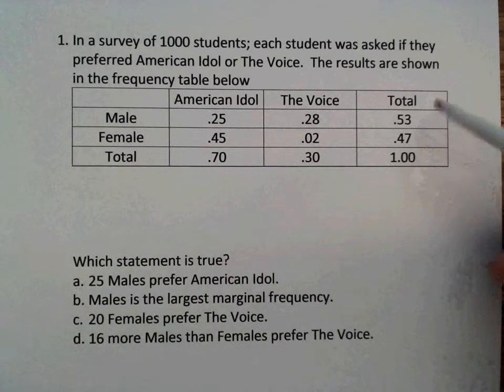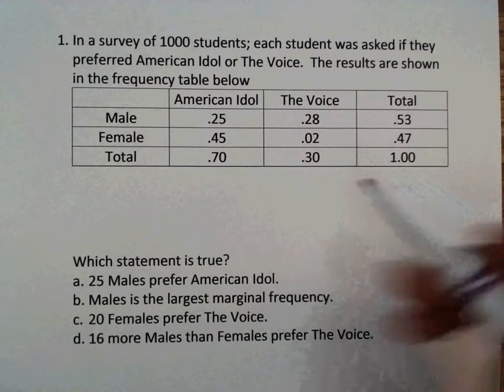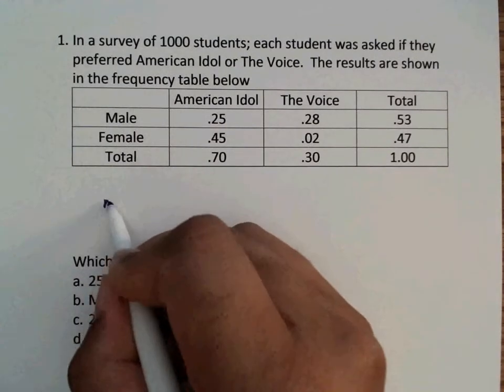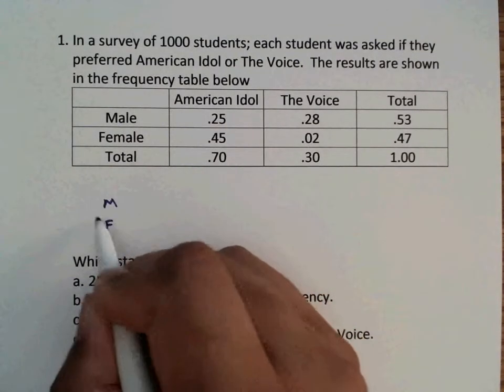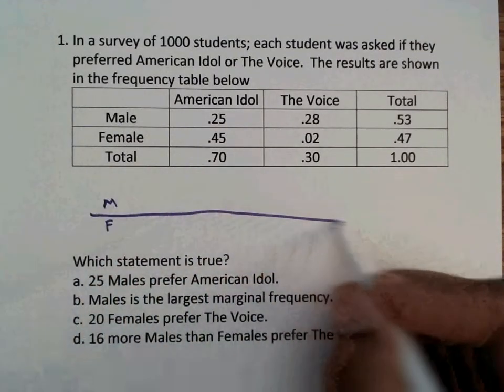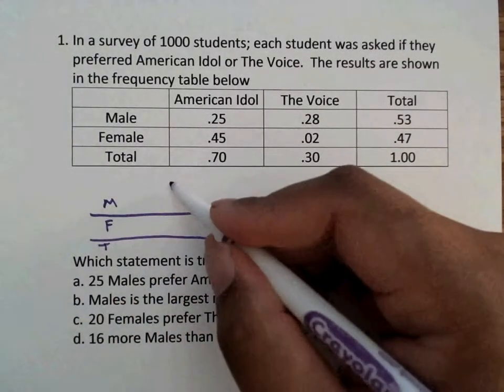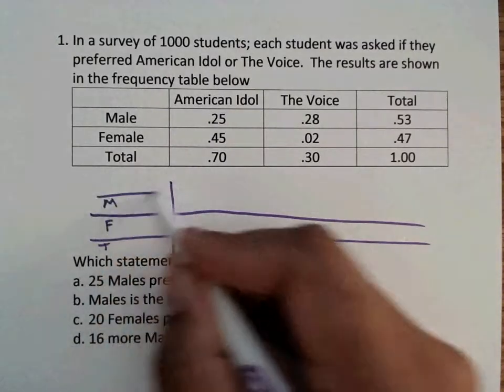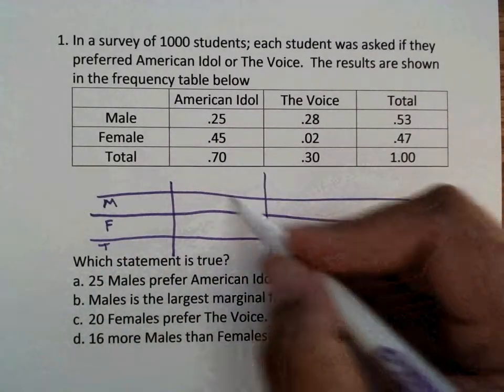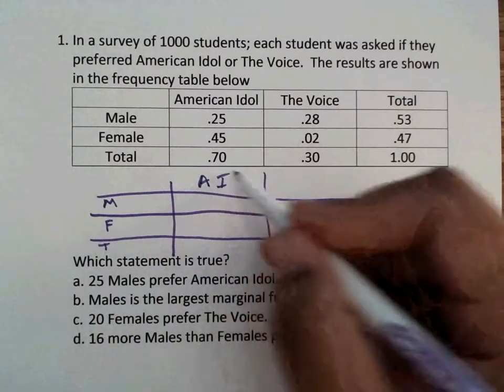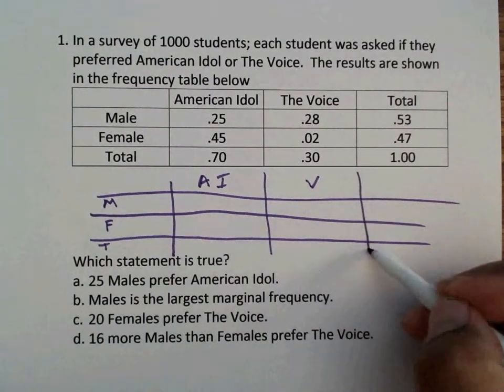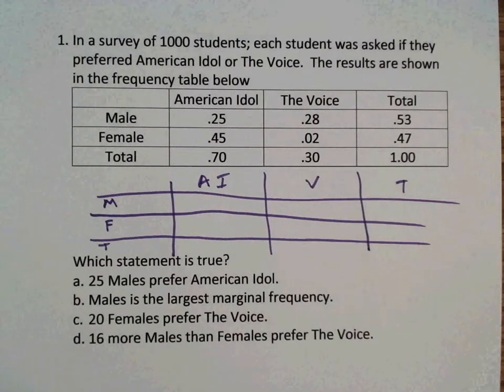We only got one table. This is the table with the decimals. So I'm going to go ahead and get it ready for our two-way. So I'm going to put my male and my female and my total. Sorry, the lines are crooked. We have American Idol at the top, and we have The Voice. So AI and the V, and then we have another total.